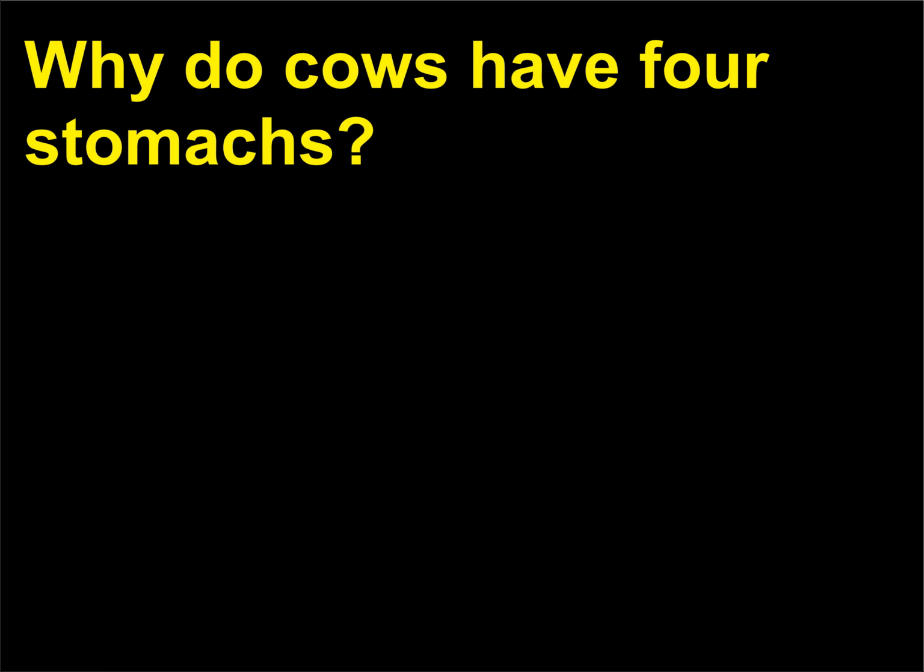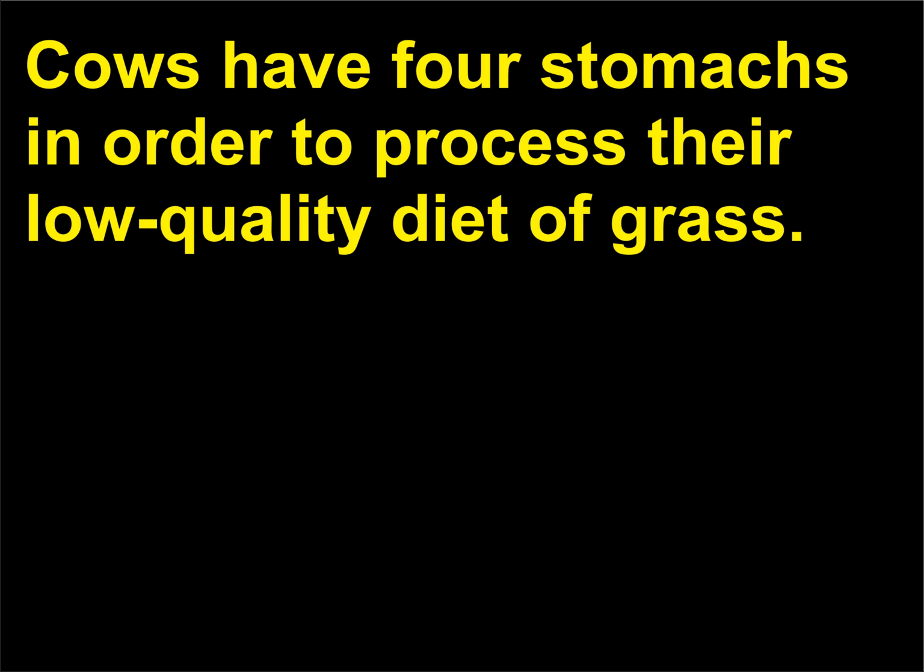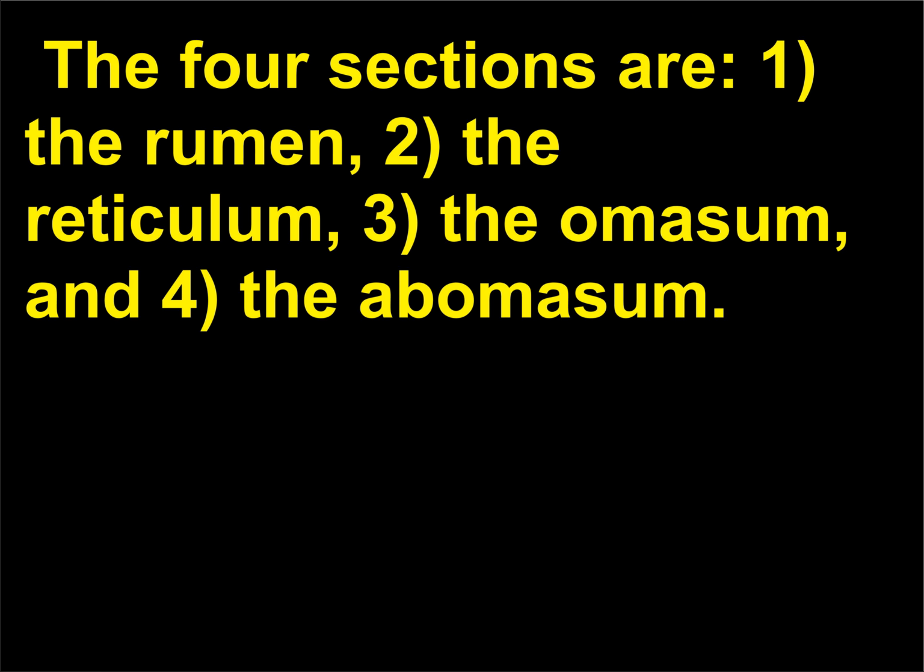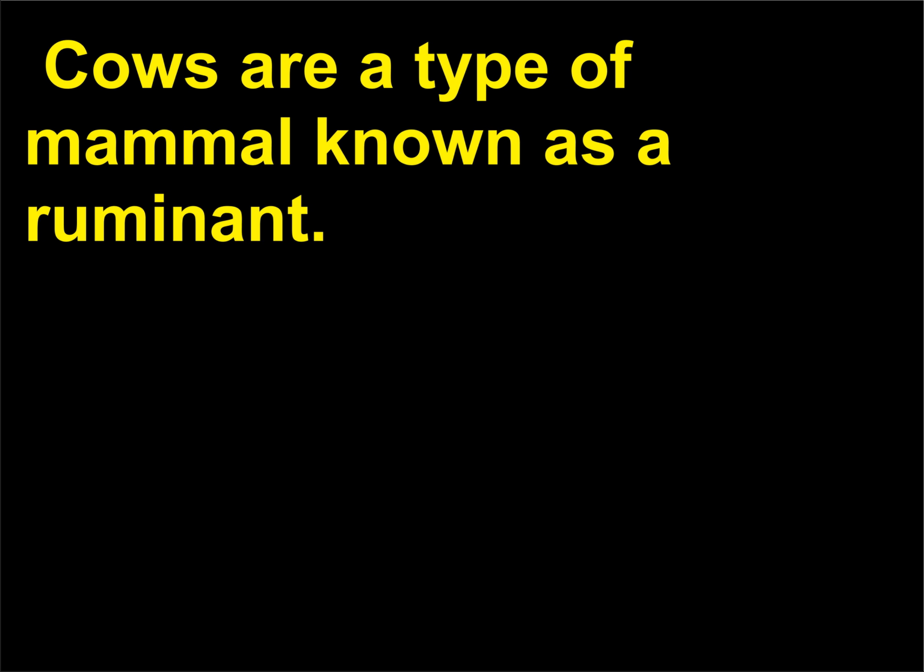Why do cows have 4 stomachs? Cows have 4 stomachs in order to process their low-quality diet of grass. The 4 sections are, 1. The rumen, 2. The reticulum, 3. The omasum, and 4. The abomasum. Cows are a type of mammal known as a ruminant.